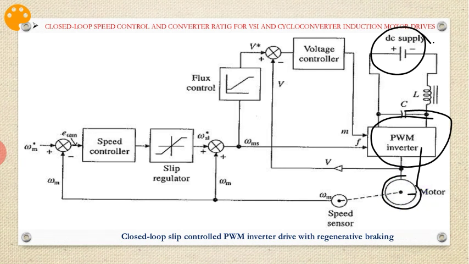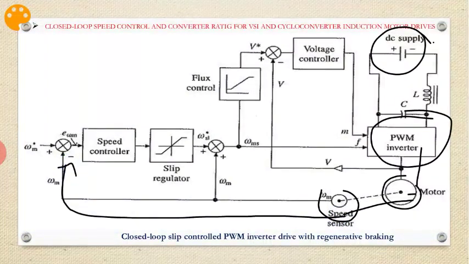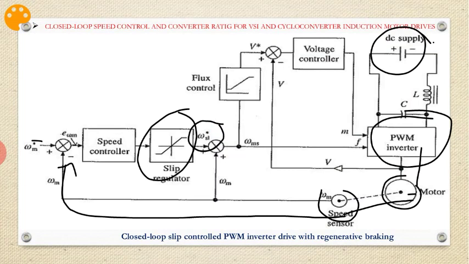The motor speed is sensed by this speed sensor and given to the PI controller, the proportional and integral controller. Here omega m and omega star m is the reference, and this is the slip regulator. The function of the slip regulator is to set the slip speed command omega star s1, whose maximum value is limited to limit the inverter current to a permissible value. So this is the function of the slip regulator.